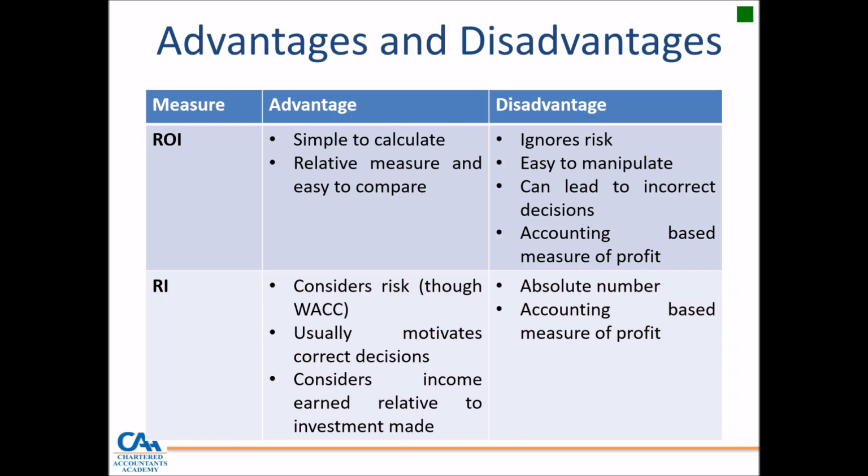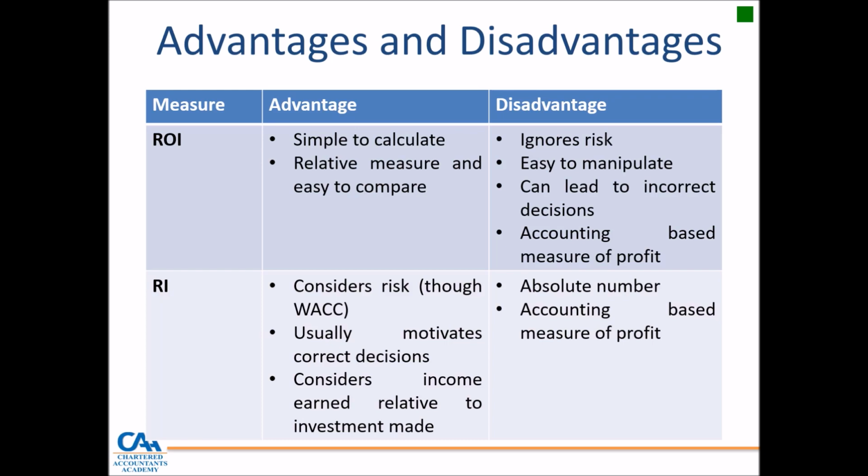It usually motivates the correct decisions. Why? Because it is based on controllable, what the manager or what the division can control. And it considers income earned relative to investment made. So income made in the form of controllable contribution against investment made in the form of controllable investment.